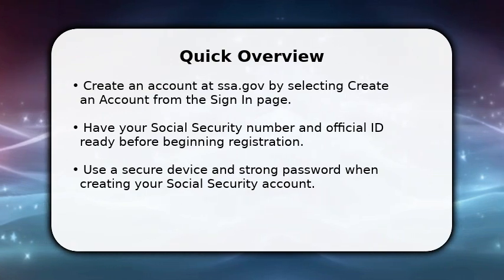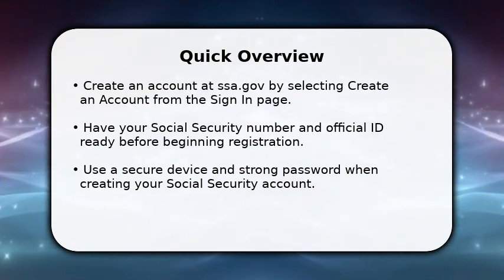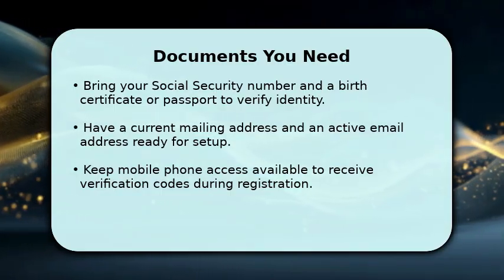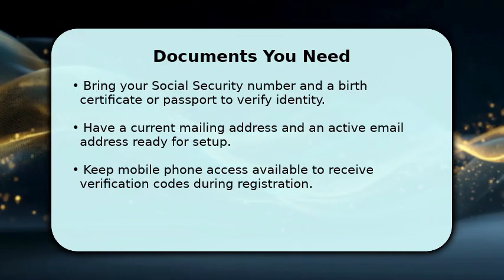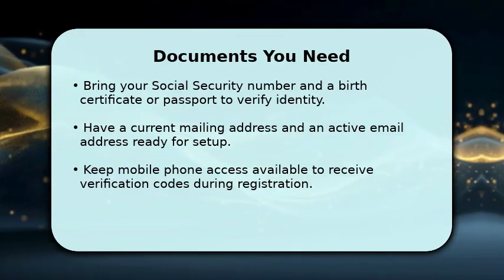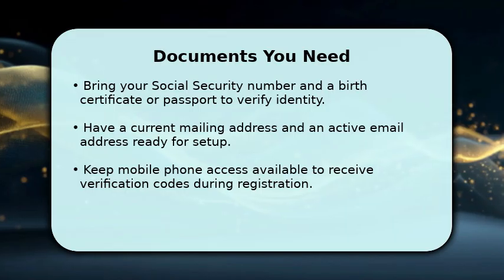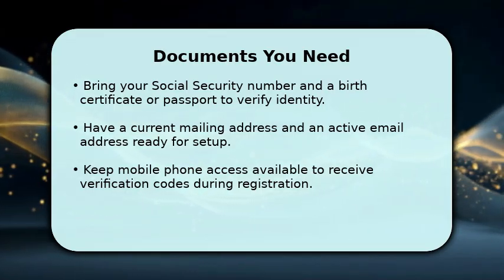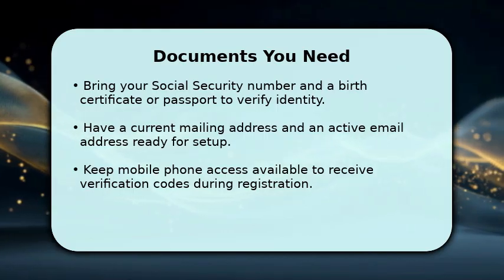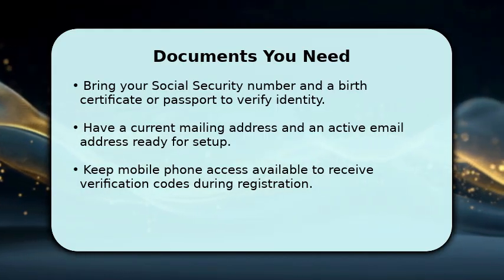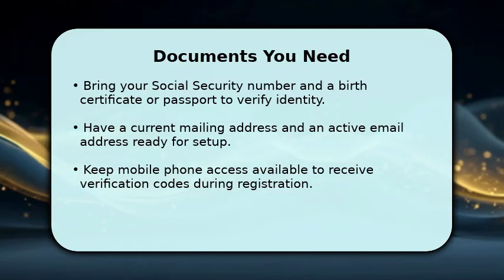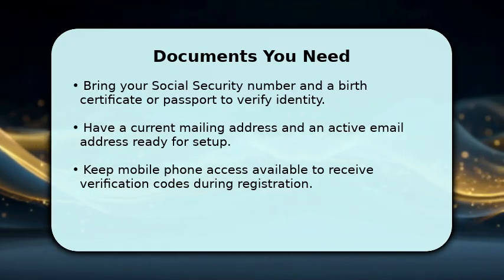I'll walk through the documents and identity checks you need to finish enrollment. Gather your Social Security number, birth certificate or passport, current mailing address, and an active email. Ensure your name matches official records, have a mobile phone for verification codes, and prepare any tax forms if requested. Follow on-screen prompts carefully, do not share passwords, and contact support if a verification step fails to complete. Keep timestamps of calls for reference.